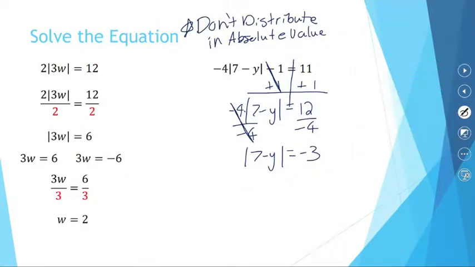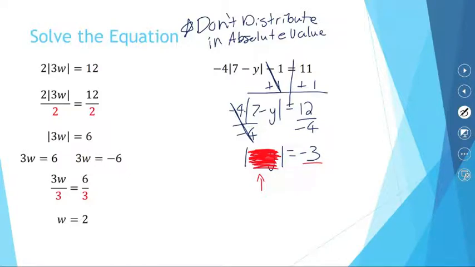Just like before, let's imagine this, okay? Let's imagine I cover this up. I don't know what this is. It's not 7 minus y, it's just some mystery. Let me ask you, the absolute value of what then would equal negative 3? And hopefully you're saying, well, you can't.